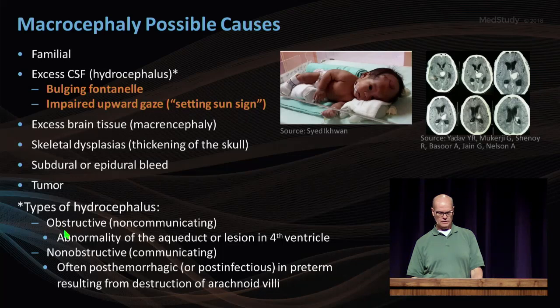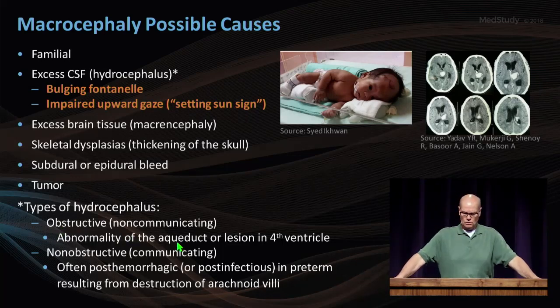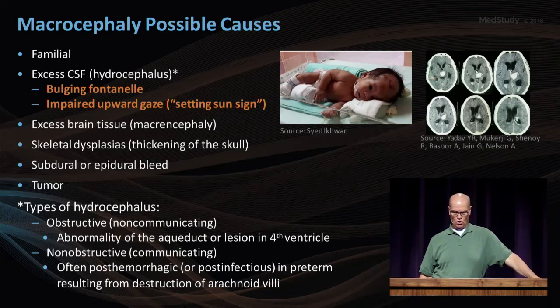Remember that there are two types of hydrocephalus. One, obstructive, typically due to an abnormality somewhere in the aqueduct or a lesion in the fourth ventricle, or non-obstructive, which is typically more post-hemorrhagic or post-infectious in that preterm who has had an intracranial bleed, for example. And you can see, especially in these cuts here, that there's a significant enlargement of the ventricles, and this child would probably be in need of a shunt.